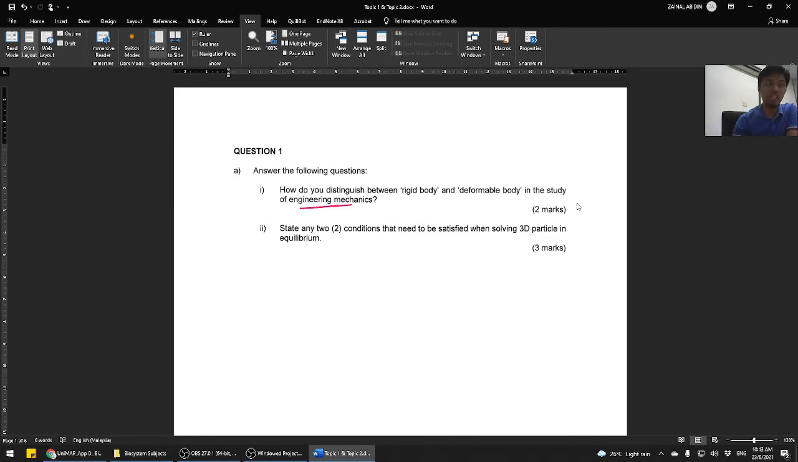Usually, students will not answer this question. Any question with writing, students will leave it out because they don't know what to answer. Actually, students lose at least 5 to 10 marks. Kalau ditinggalkan soalan yang berbentuk macam ni, dia sebenarnya rugi around 5 to 10 marks.